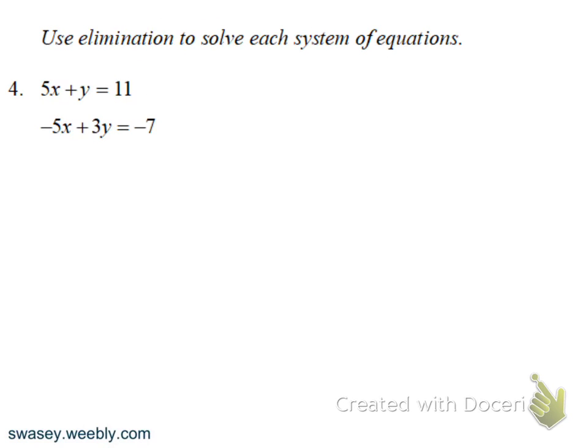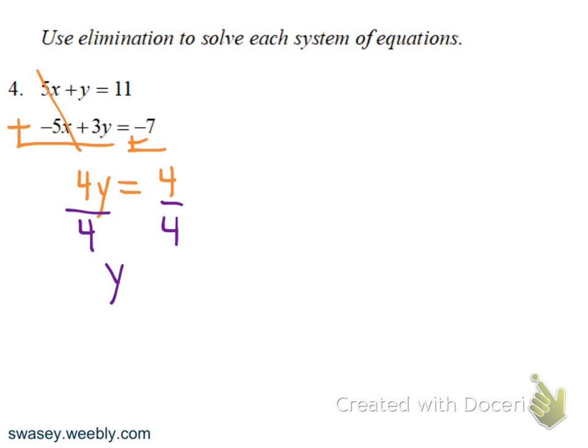Here we already have opposite coefficients on our x, so we're ready to add them together. Your x's are eliminated. 1y plus 3y is 4y. 11 plus negative 7 is 4. Divide both sides by 4. We get y equal to 1.